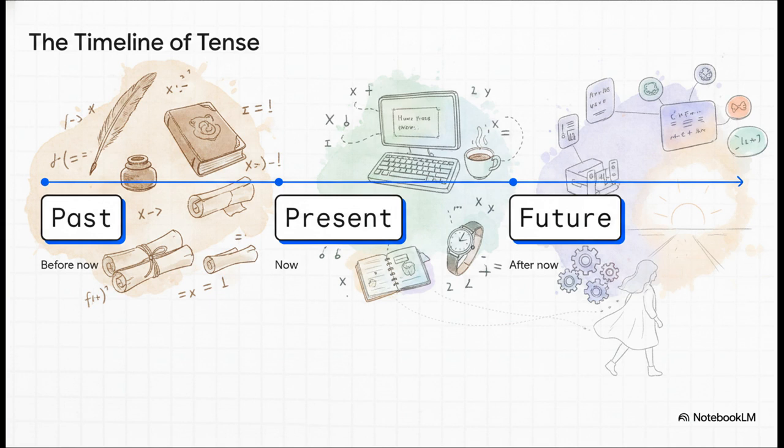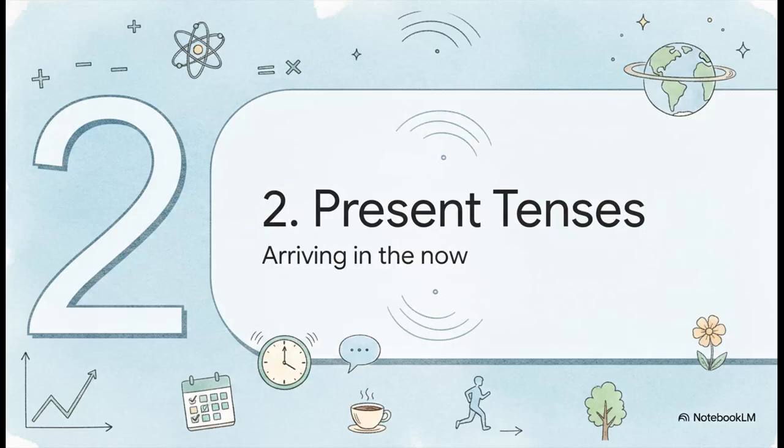Our mysterious letter writer is going to be operating in all three of these domains, and as she moves from one to the other, the mathematical variables of her sentence will systematically change to reflect exactly where she is on this timeline. Moving right along to part two, mastering present tenses. The present tense is our baseline. It represents the now. We use it to denote scientific facts, universal truths, daily habits, and ongoing actions happening as we speak.